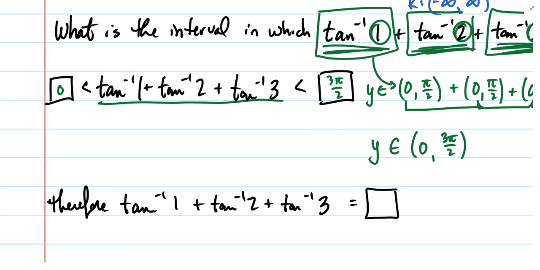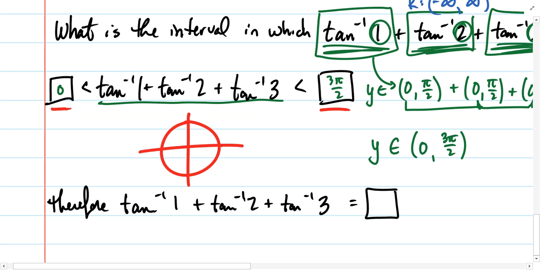And the very last component of this question says, now that you know that, tell us what tangent inverse of 1 plus tangent inverse of 2 plus tangent inverse of 3 has to equal. Here again, we don't know what each one individually equals. If I did, I would just find each one individually and add them together. But what we do know, based on a couple of recent arguments, is that the sum of these three inverses has to be somewhere between 0 and 3 pi over 2. So I'm thinking of a unit circle again, and the answer has to be somewhere here.